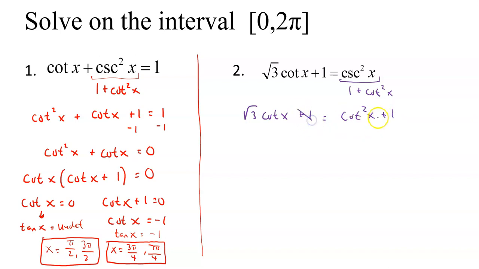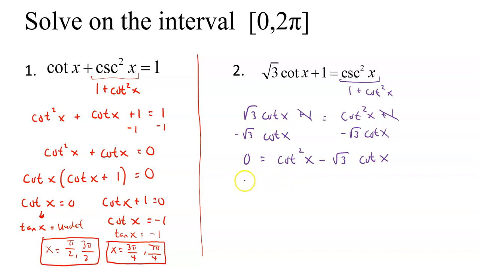Well, if I get rid of a 1 from both sides, I've now got a root 3 cotan equals cotan squared. Bring the root 3 cotan over to the other side. So subtract it from both sides, right? We're undoing operations. And this gives me 0 equals cotan squared x minus square root of 3 times cotan x.